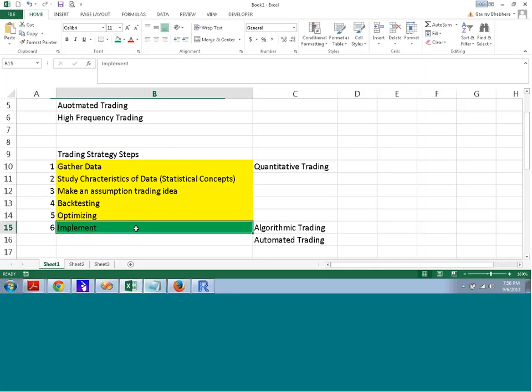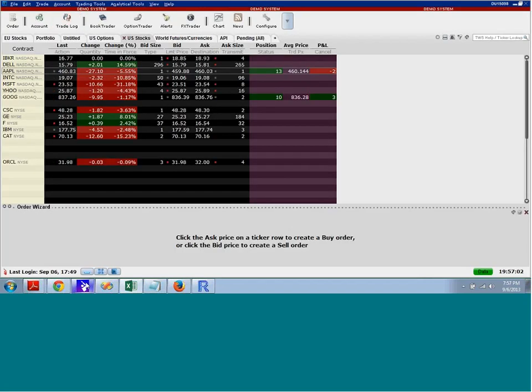Alright, so now let's go to the last step of the trading strategy, that is algorithmic or automated trading. For automated trading, first of all you need a platform using which you are able to connect to the exchange. So for example, I'm using Interactive Brokers. This is the software of Interactive Brokers. It's a demo account.